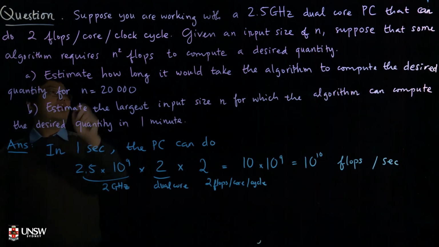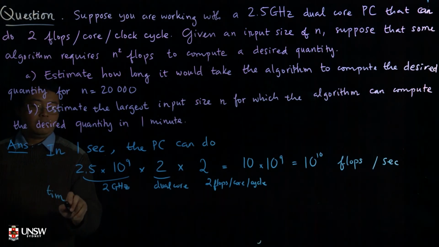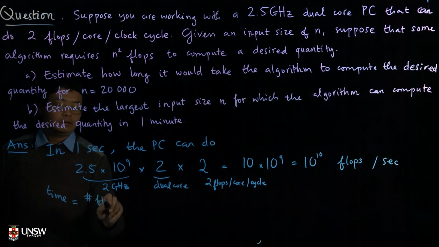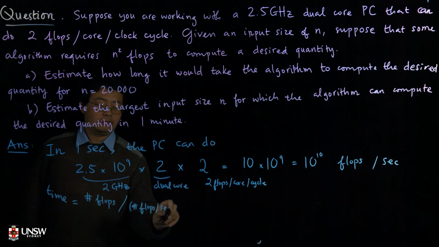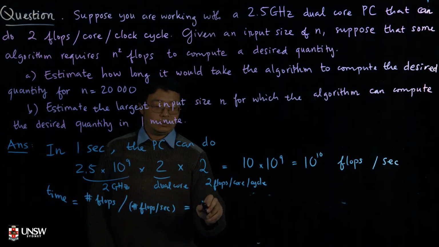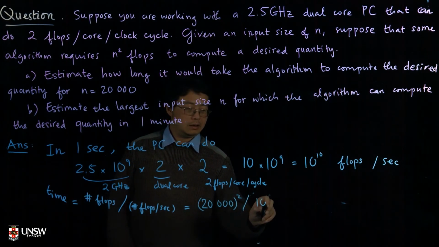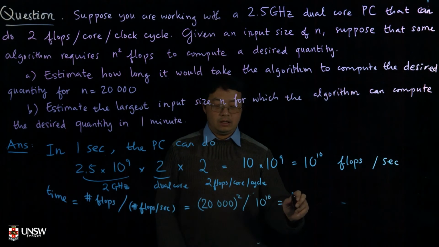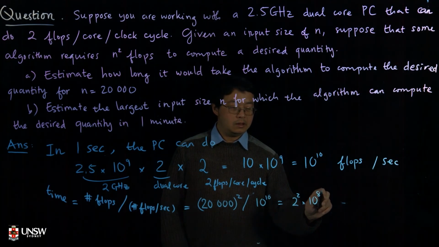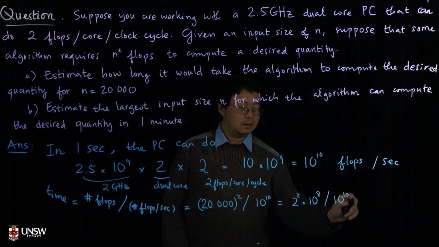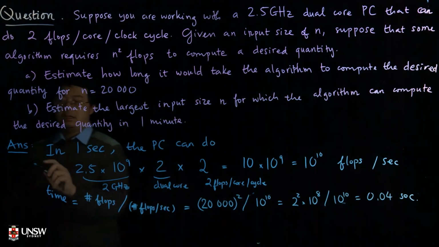And now, how long will it take the algorithm to compute the desired quantity? The time will be equal to the number of flops divided by the number of flops per second. So the number of flops is 20,000 squared, divided by 10 to the 10. 20,000 squared is 2 squared times 10 to the 4 squared, which is 4 times 10 to the 8. You divide it by 10 to the 10, so it will be 0.04 seconds. Okay? So this is question A.